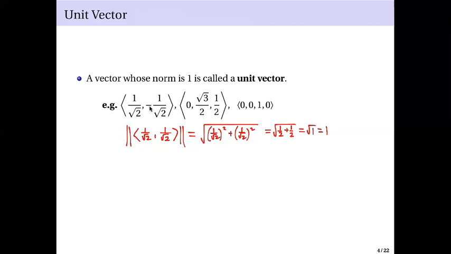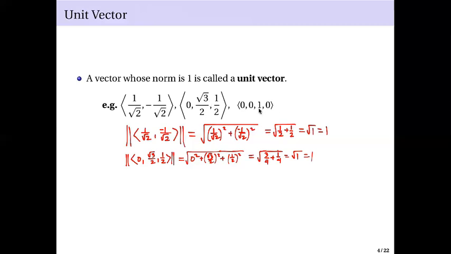So this vector is a unit vector. If it were negative, you'll just put the negative in there, but you square that negative, and it becomes positive. Similarly, you can check this one here. It's also a unit vector. We have the norm of the vector (0, square root of 3 over 2, 1 half). By definition, 0 squared plus (square root of 3 over 2) squared plus (1 half) squared. So we have 3/4 plus 1/4, which is the square root of 1, which is again 1. So this is also a unit vector.